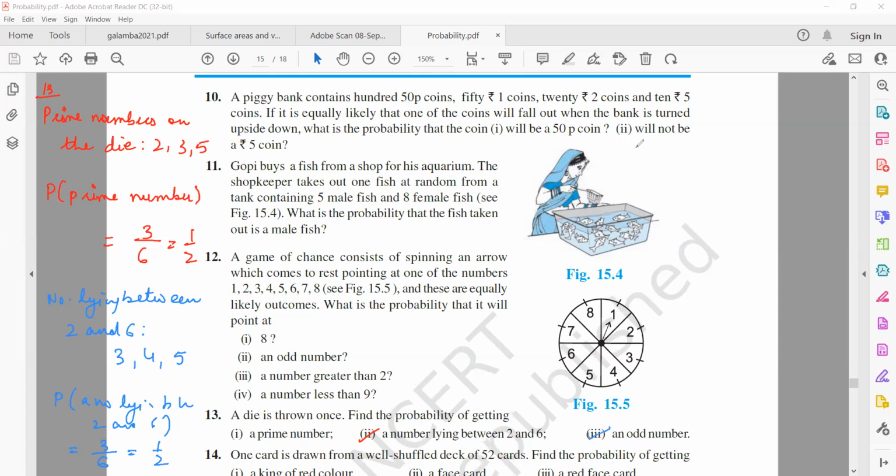Now third, odd number. So first of all, write the odd numbers on the die.